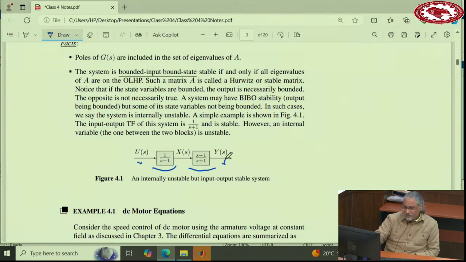You need to multiply these two. When you multiply, this will cancel with this one, and then you only have 1 over S plus 1. So the transfer function is telling you, I only have one pole, and it's stable. State space says, no, I have two eigenvalues, one of them is unstable. So this system is internally unstable.